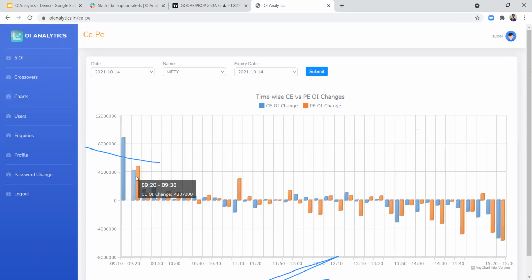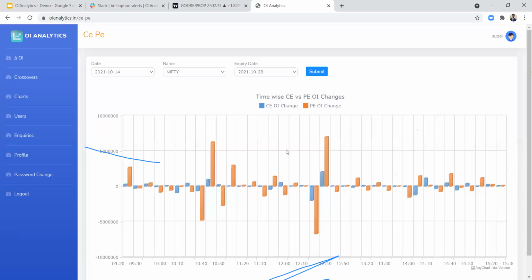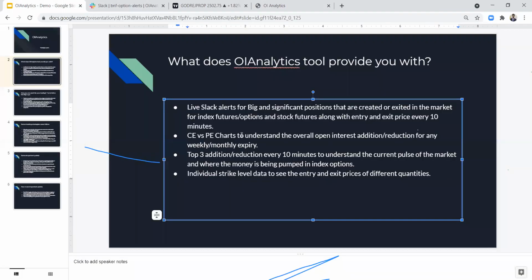In the first 10 minutes, you can see the addition, and every 10 minutes this chart gets updated, and you can see overall what is happening for a particular expiry. Right, you can see for monthly expiry as well. Right, you can see some put writing coming in. So this is the second feature that we have, CE versus PE charts, to understand the overall open interest addition or reduction for any weekly or monthly expiry.